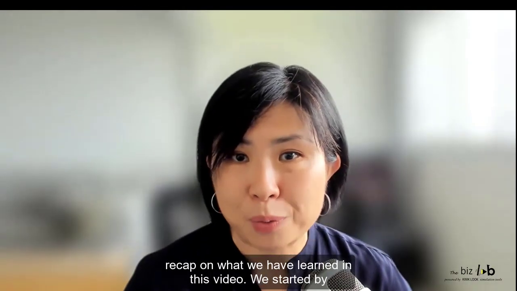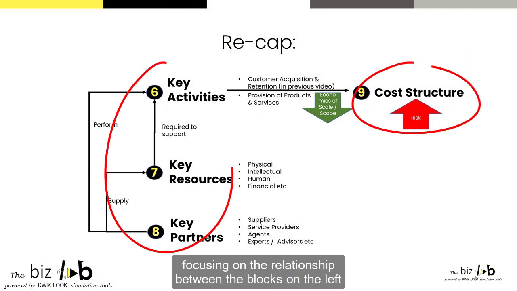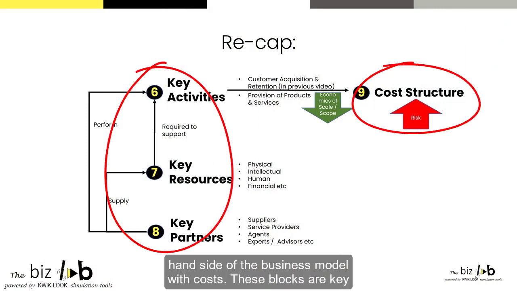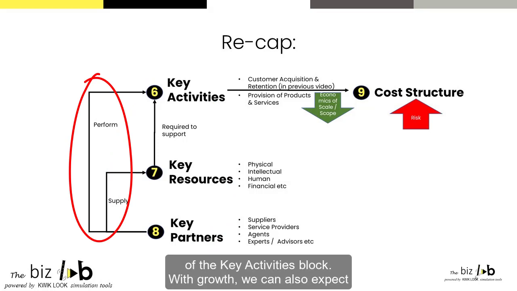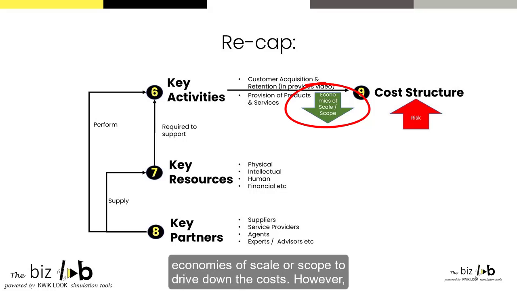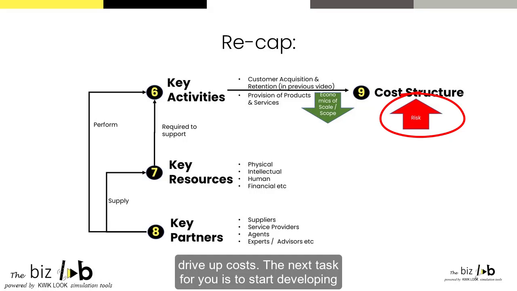So now let's recap on what we have learned in this video. We started by focusing on the relationship between the blocks on the left-hand side of the business model with costs. These blocks are key activities, key resources, and key partners. We saw that the cost of key partners and key resources supports the provision of the key activities block. With growth, we can also expect economies of scale or scope to drive down the cost. However, we also need to watch out for unanticipated risks, which may drive up costs.